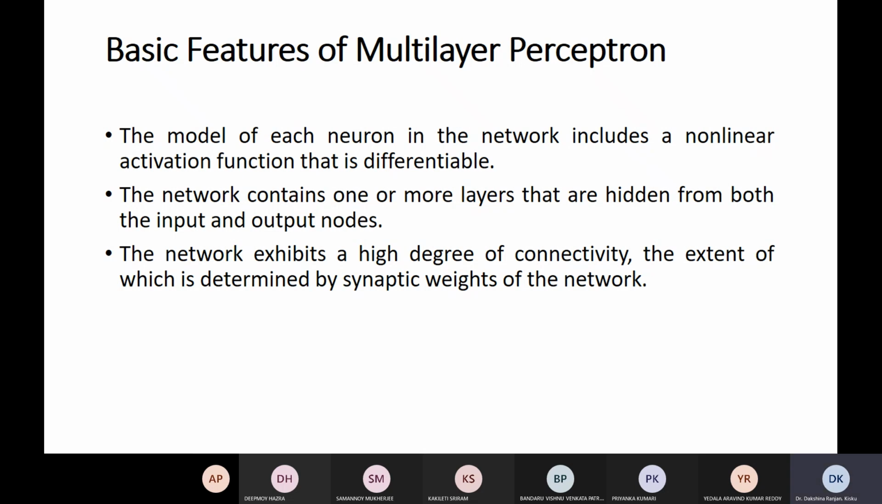Thirdly, the network exhibits a high degree of connectivity, the extent of which is determined by the synaptic weights of the network. Okay, so in multilayer perceptrons, the network shows a high degree of connectivity. High degree of connectivity means if we consider the multilayer perceptron as a fully connected network, then each neuron in the current layer is connected to all the neurons in the previous layer. That is why the multilayer perceptron can be a fully connected network, and it can show a high degree of connectivity. And this high degree of connectivity is determined by the synaptic weights, or just weights, of the network. These weights are associated with the links, and are combined with the corresponding inputs.